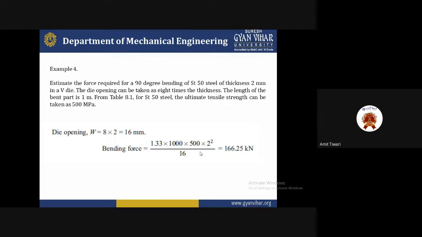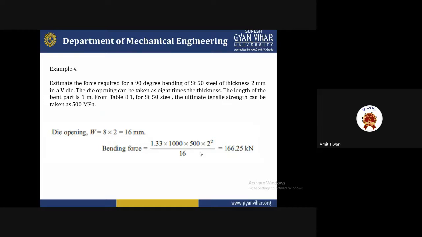So first of all, you make the V shape of the die. The die opening can be taken as 8 times the thickness. You can observe that this is the mentioned condition: 8 times the thickness, and the length of the bend part is 1 meter. For the 50 steel, the ultimate tensile strength given is 500 megapascal.